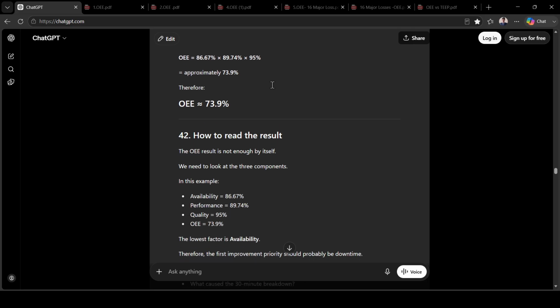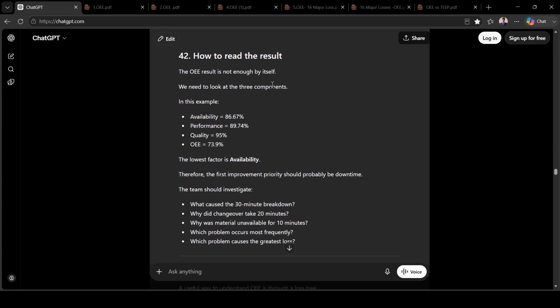How to read the result? The OEE result is not enough by itself. We need to look at three components. In this example, availability equals 86.67%, performance equals 89.74%, quality equals 95%, and OEE equals 73.9%.